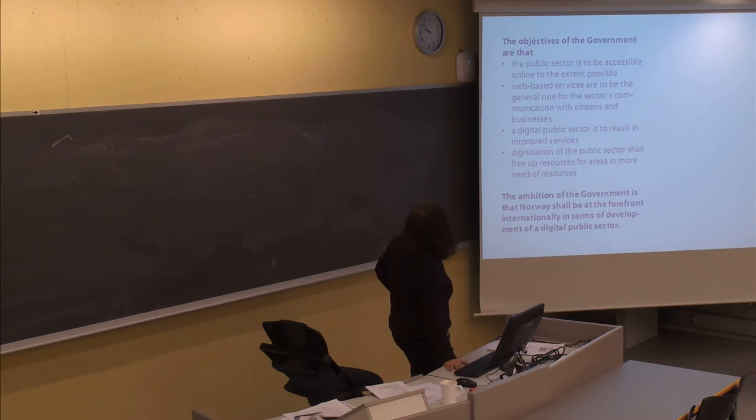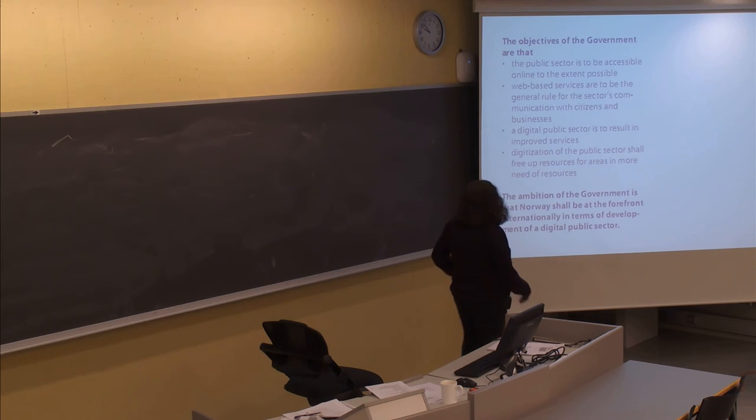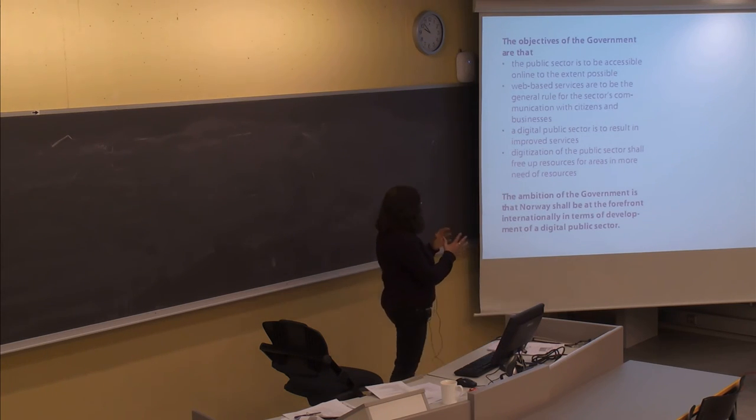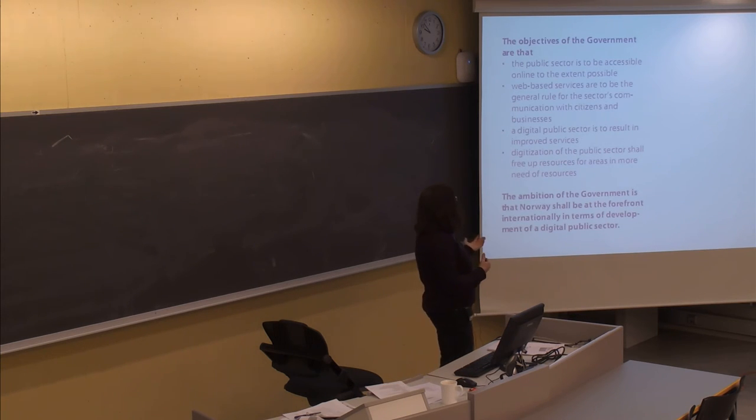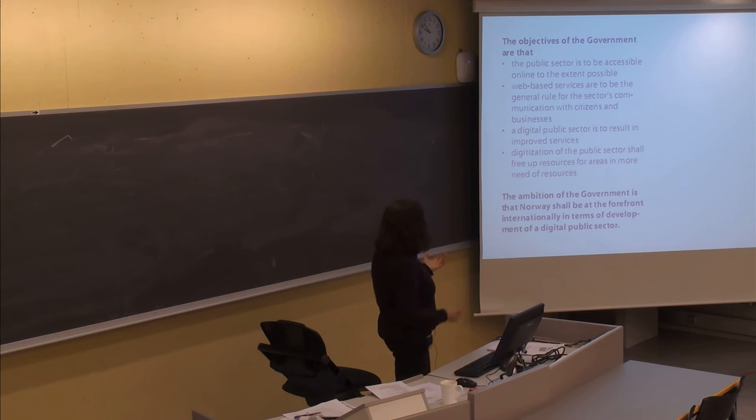The objective of the public sector is to be accessible online to the extent possible, and web-based services are to be the general rule. The objective is also to result in improved services, and digitalization of the public services shall free up resources for other areas. So the idea is that citizens' interaction with the government should by default be a digital interaction. And by doing this, the government will provide better services to the citizen, and will also create resources for other things where they need it.